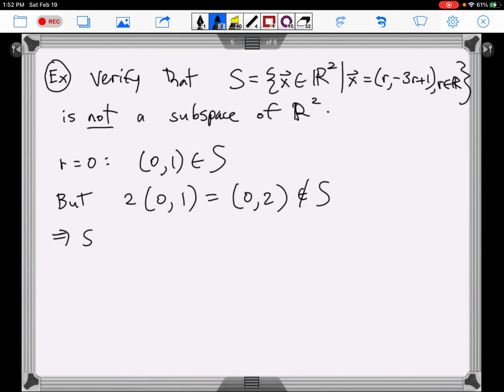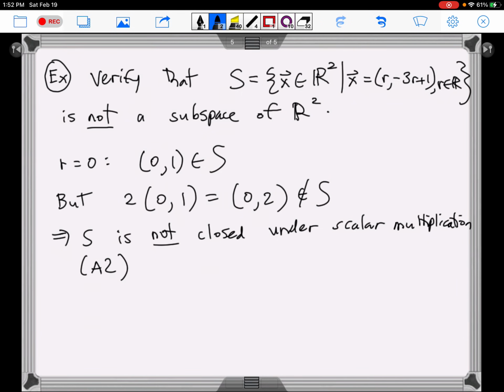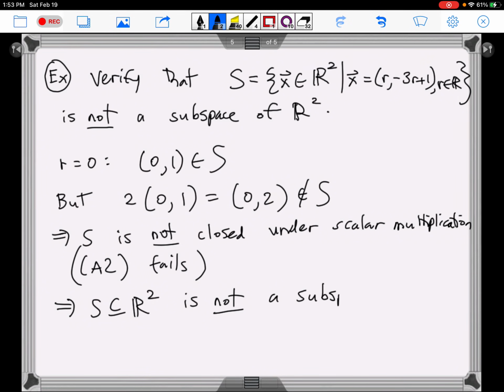Okay. What does this mean? This means S is not closed under scalar multiplication. Another way to put that is A2 fails. Okay. What does this mean? This means S is not a subspace of R2.